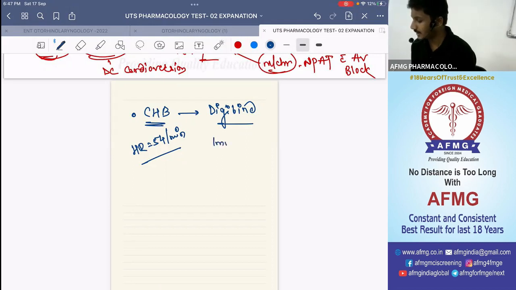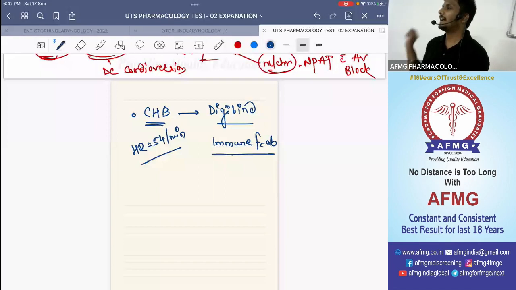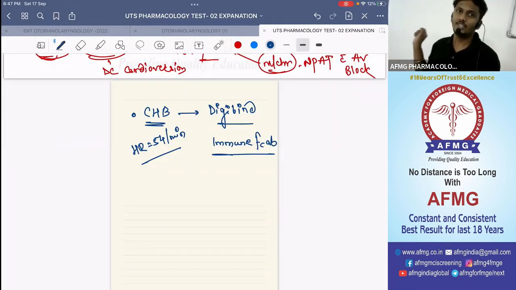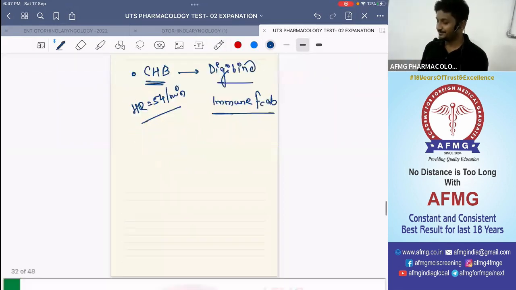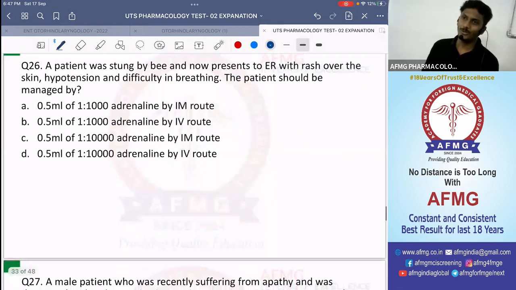Rather, how did they give it? They wrote digibind as something like this. So that was the first option. No issues with this. It is an antibody, so digibind is nothing but an antibody. That is how they gave it.